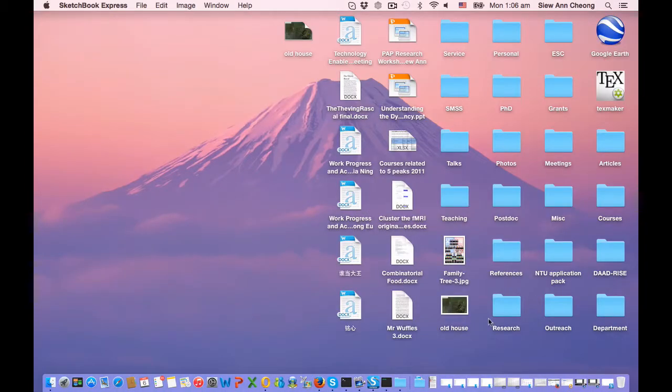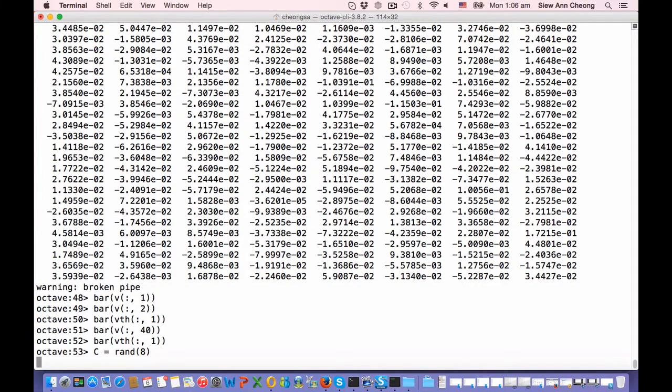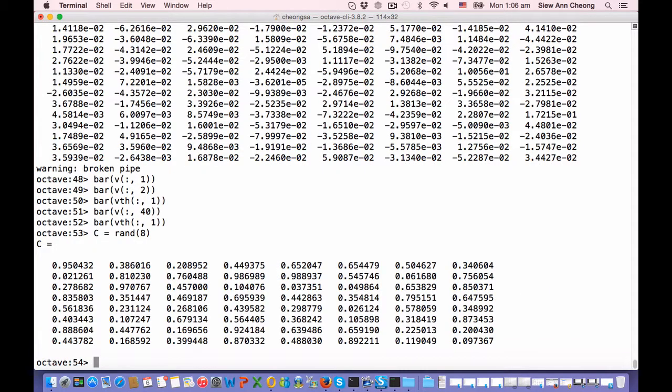So let me clear the board and just create a random matrix. Let's create a random correlation matrix. Let's say it is just 8 of them. In this way the matrix is actually not symmetric, so we symmetrize it.